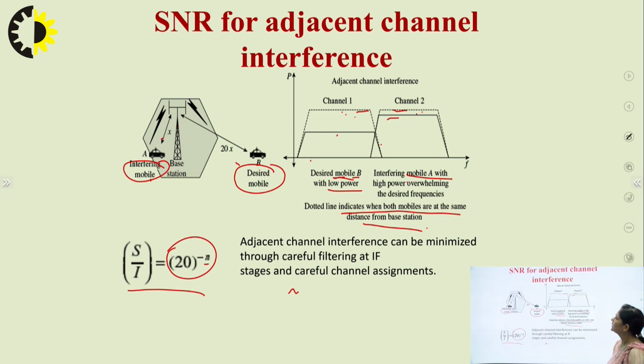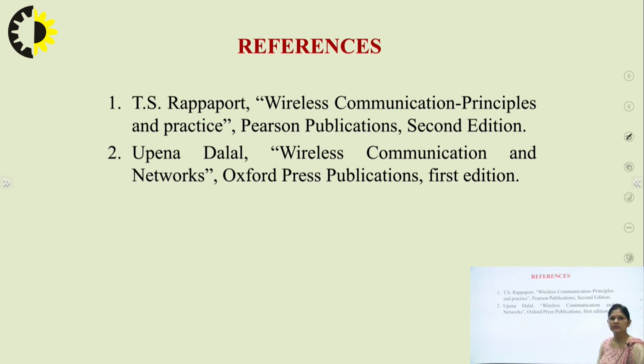So we have discussed co-channel interference as well as adjacent channel interference. We have done the calculations for signal to interference ratio for co-channel interference as well as adjacent channel interference. So these are the references.